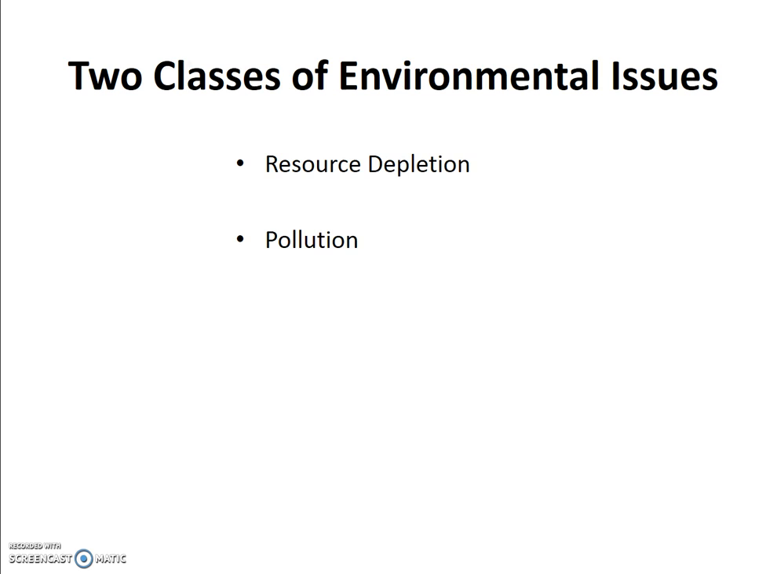Resource depletion and pollution. It's not perfect, but many issues that we'll discuss can fit into one of these two categories. Notably, your textbook lists resource use and pollution as two of the three causes of environmental issues, the third being population size. I see the textbook author's point, but for our purposes, let's consider these two to be two different classes of issues, and we'll consider underlying causes soon.